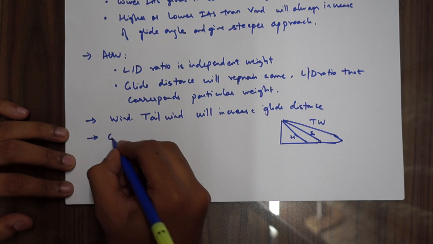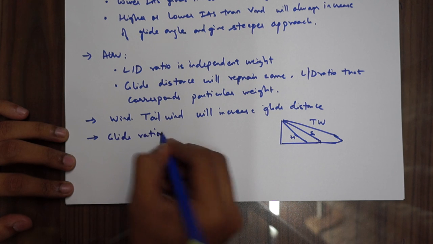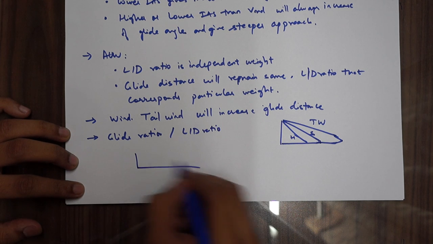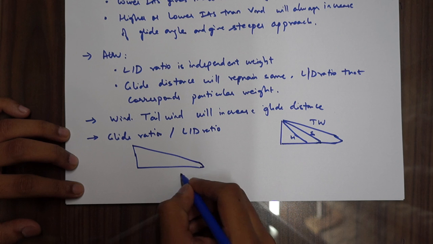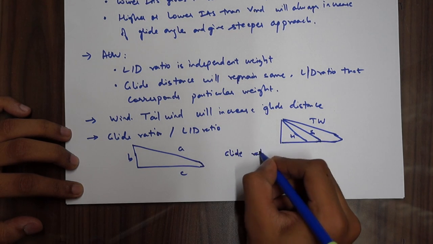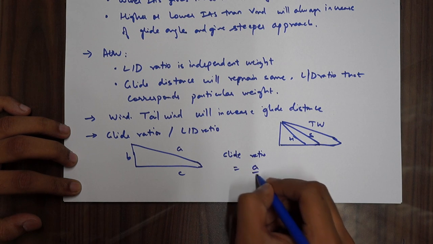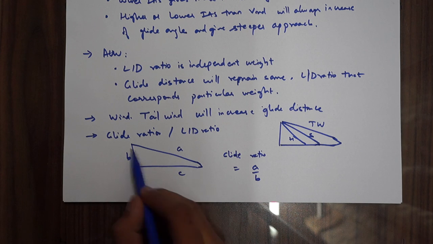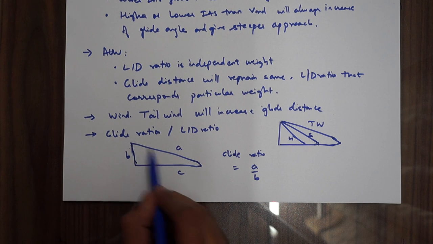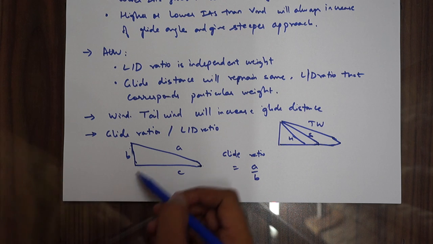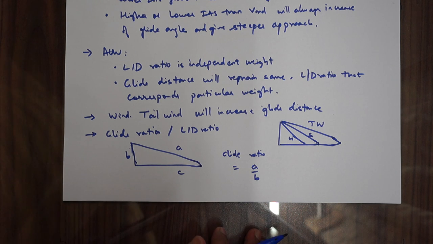Glide ratio is the same as your L by D ratio. Suppose this is the figure, C, A, B. Your glide ratio is given by A by B. So it is the ratio of the forward distance covered by an aircraft to the height lost. The forward distance covered in air, A, is the ratio to the height that is lost by the aircraft for a given nautical mile.